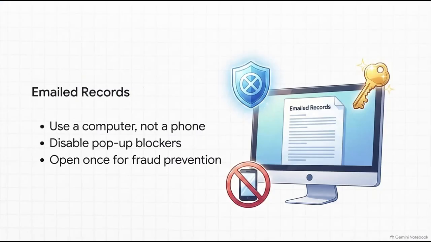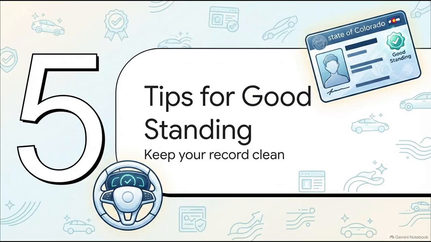And here's a massive pro tip for you. If you request the instant uncertified emailed record, for strict security reasons, you must open the email link on a desktop or laptop computer. Do not use your phone. You also need to completely disable your pop-up blockers. And here's the real kicker. You literally only get one shot to open it. If your pop-up blocker stops it, or you accidentally close the window, that's it. The link expires instantly for fraud prevention, and you're going to have to pay all over again for a brand new request.